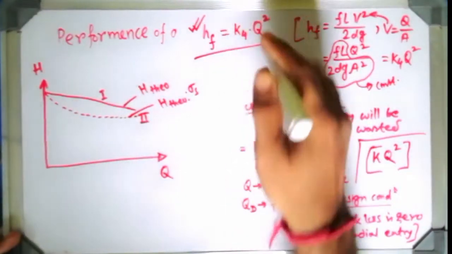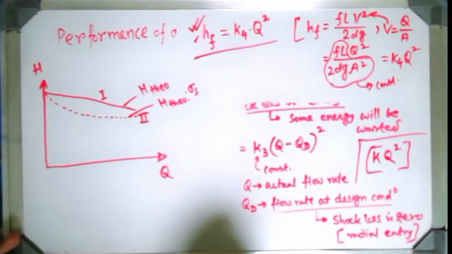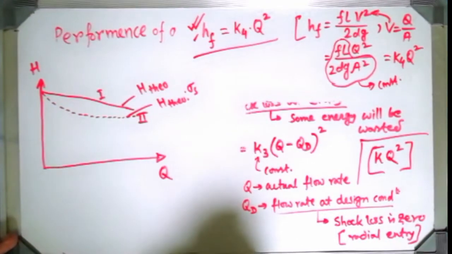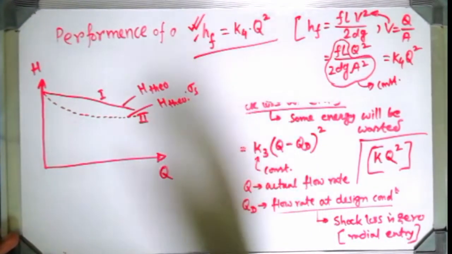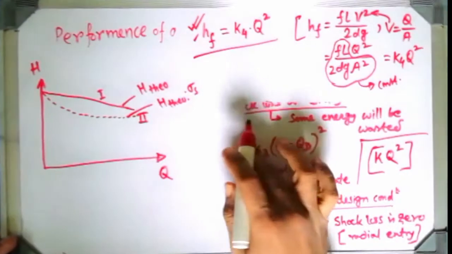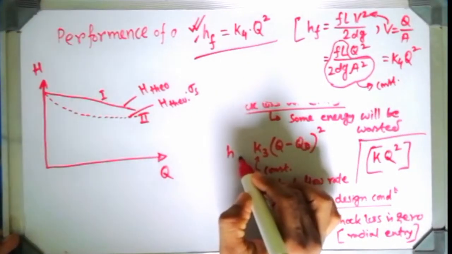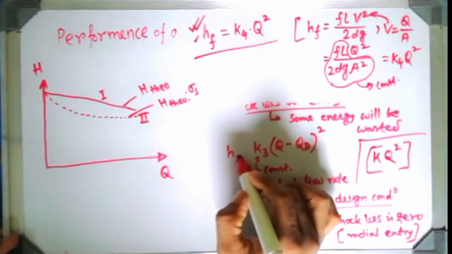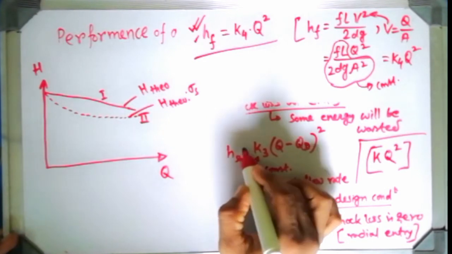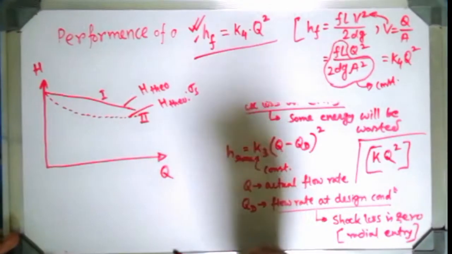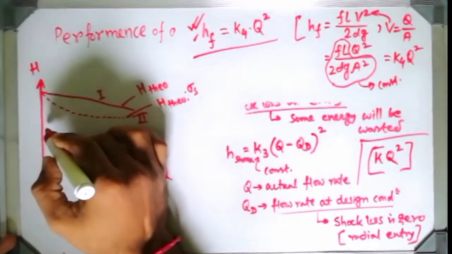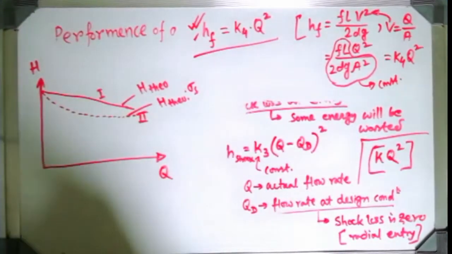Now going to plot these two, this one and this one. First try to plot this one, the H shock. I have written H shock. H shock is this one. So if we plot this equation with different values of Q, it will look like this.